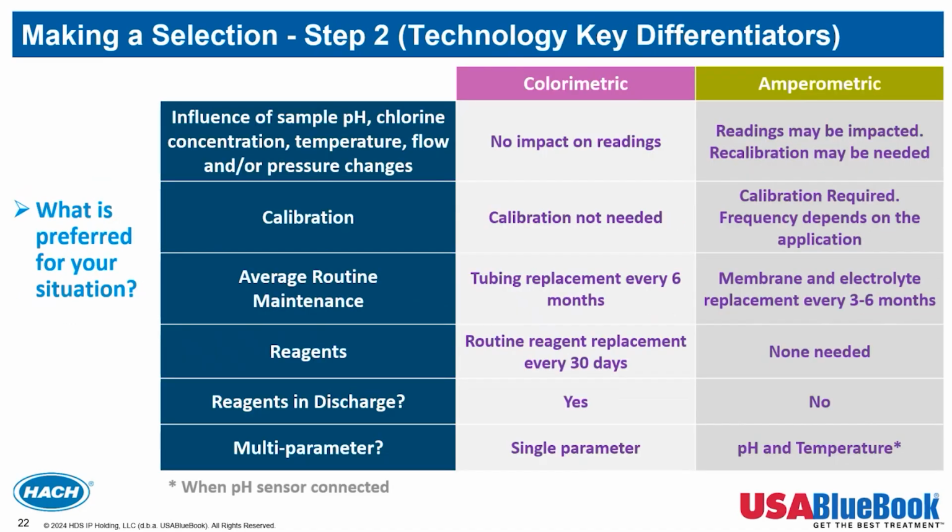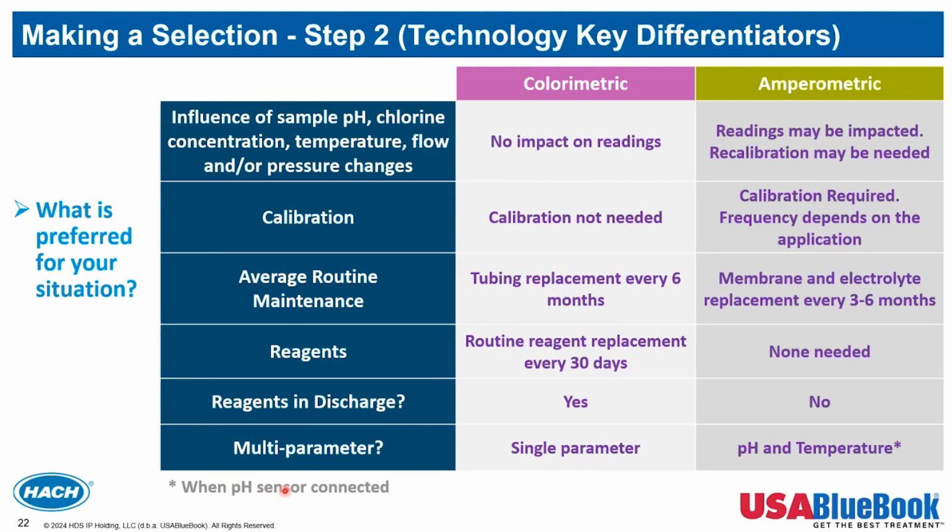And the next step is basically repeating what specifications or what is preferred for your application, what differentiators are most preferred for your situation. Is it influence of sample pH? Is it calibration? Is it average routine maintenance? Is it reagents handling? Is it reagents in the discharge?